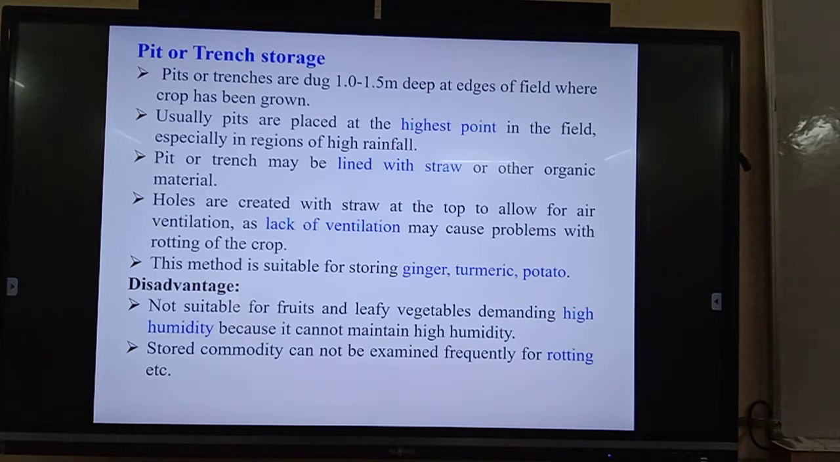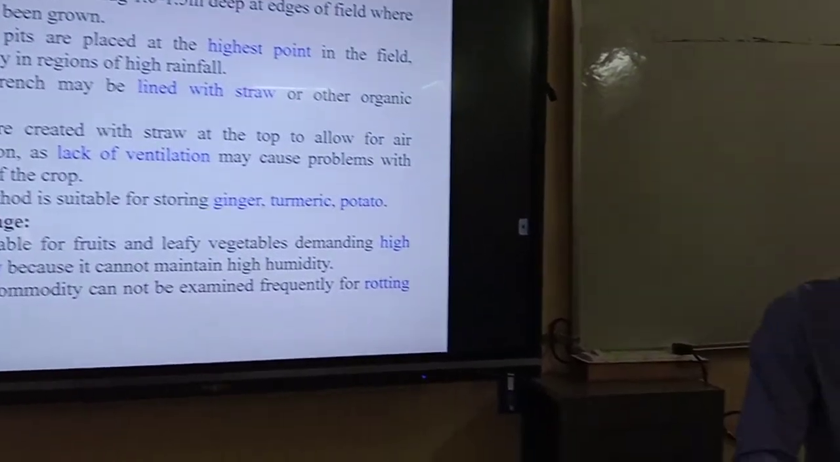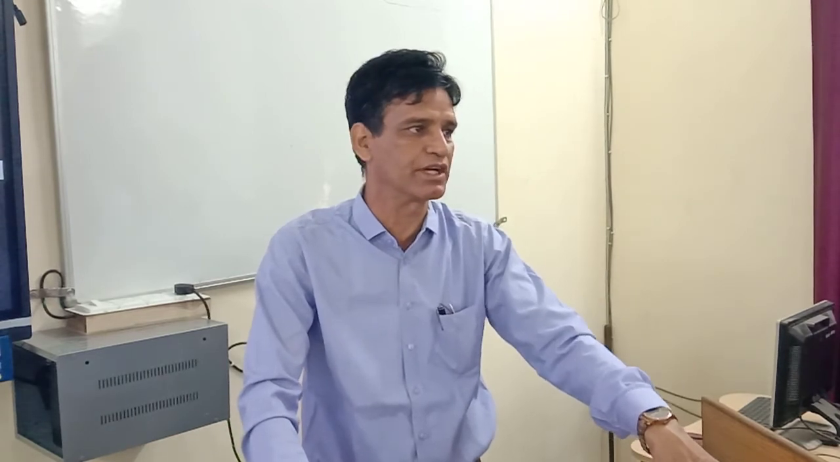Because until we take the commodity out of that trench or pit, we cannot find out. Suppose 1 or 2 fruits decay at the bottom of that particular pit or trench, then we cannot judge that any kind of decay has occurred at the bottom of the particular store system.